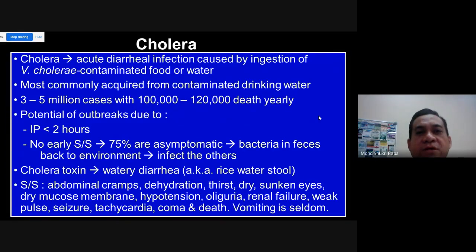Cholera is an acute diarrheal infection caused by ingestion of food or water contaminated with Vibrio cholerae, most commonly contaminated drinking water. There are about 5 million cases with 100,000 to 120,000 deaths per year. Potential outbreaks occur because the incubation period is short, within 2 hours. Once you eat undercooked food or drink water contaminated with Vibrio cholerae, after 2 hours you get symptoms. Within those 2 hours anything can happen to other people, who might be eating or drinking the same source, and that is why Vibrio cholerae easily causes an outbreak.